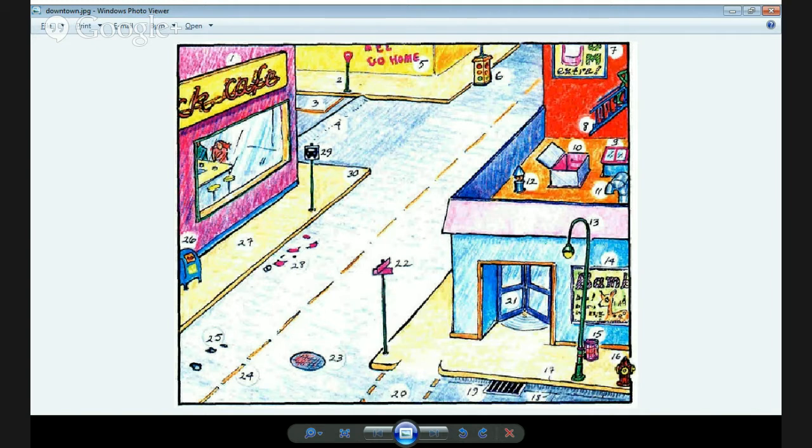Number 9. Number 9 is closest to the ledge? Really? I would say number 9 is the farthest from the ledge, because number 9 is closest to the wall. That's true. To the wall, the red wall. That's true. But for me, number 11 is closest to the ledge.